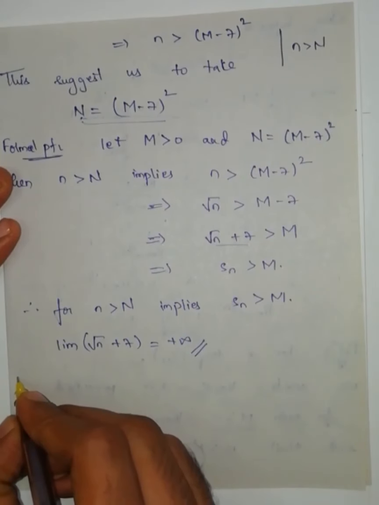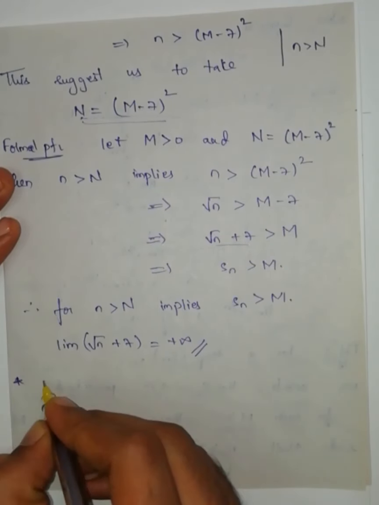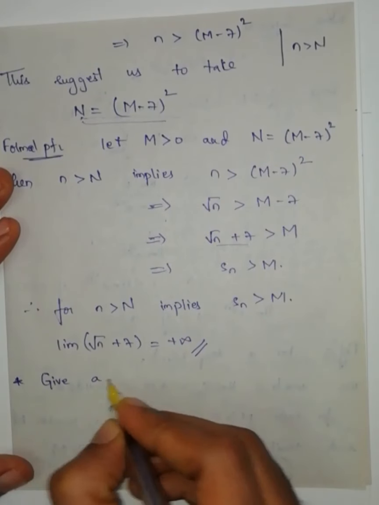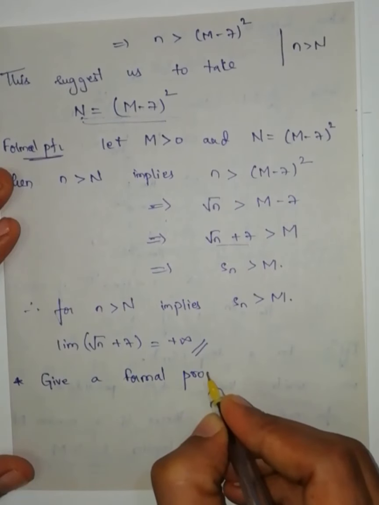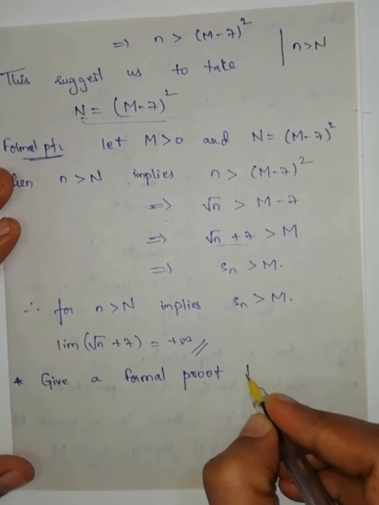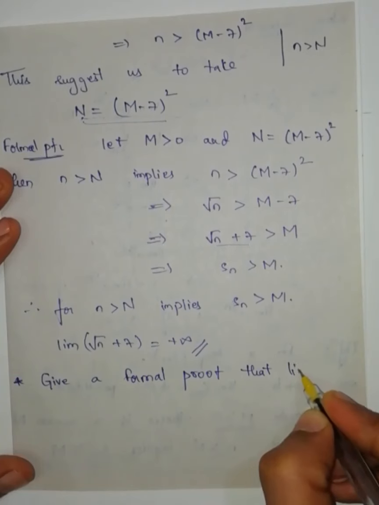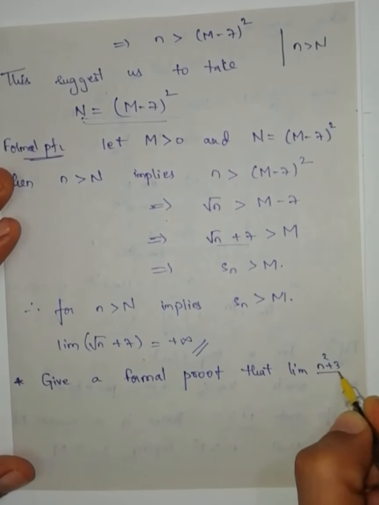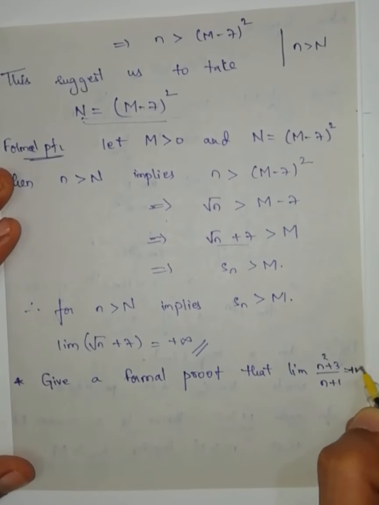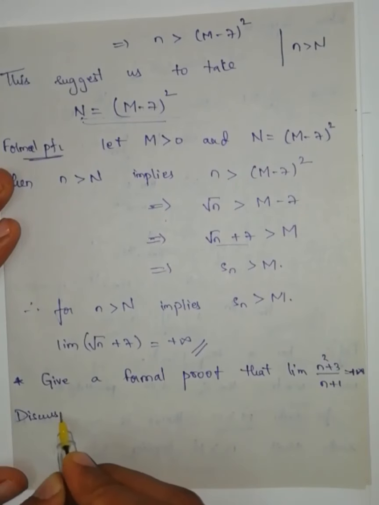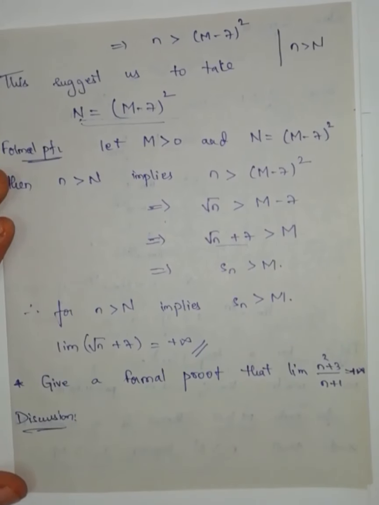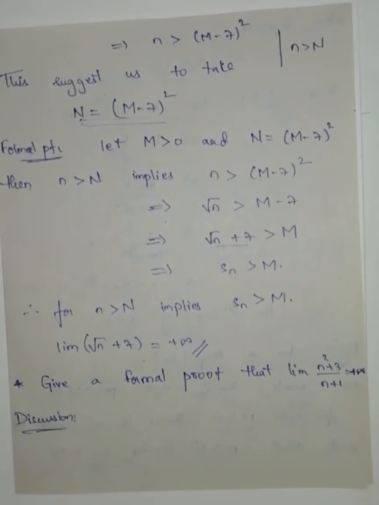Now another example: give a formal proof that limit of (n² + 3)/(n + 1) is equal to plus infinity. So let us first discuss. In most of the theorems we won't discuss directly, we will do a proof, but since these are problems, I am going to discuss first.